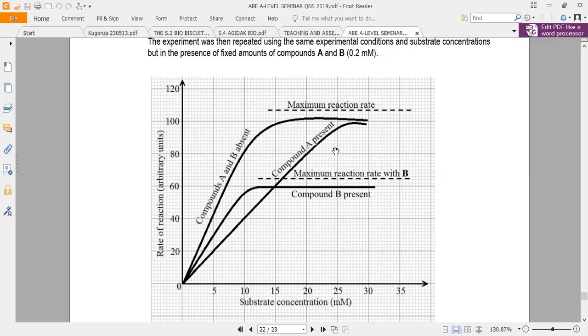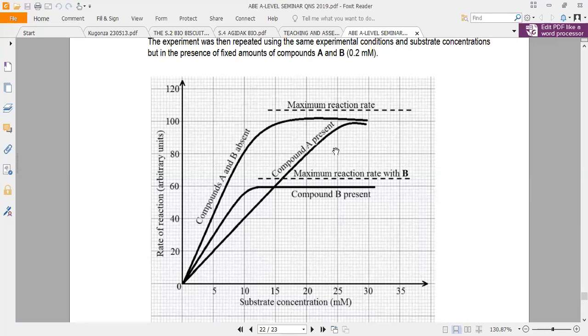I have also to put it there because it's shown in the graph that the rate of reaction remains high and constant, slightly below the maximum reaction rate. Because at this point, all the enzymes present are saturated with substrates. Therefore, other substrates will not have active sites to bind to, because all the active sites are saturated with substrates. So that's the explanation why it remains there.